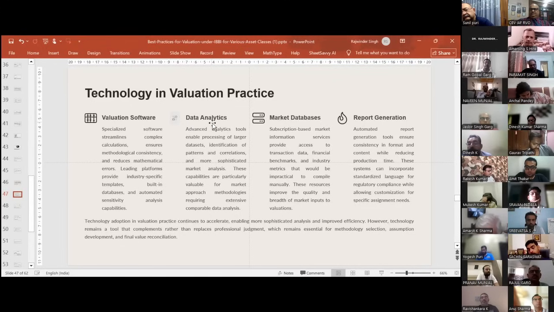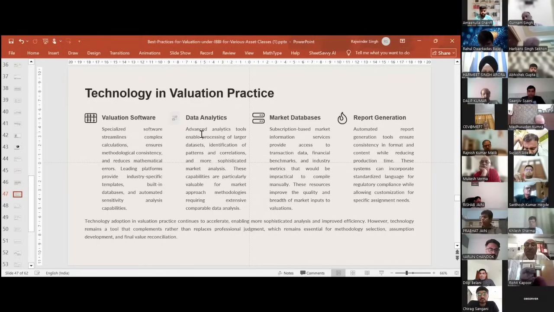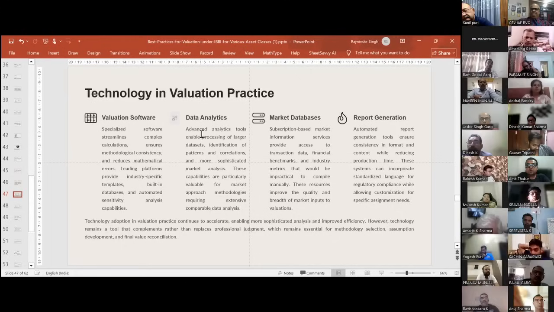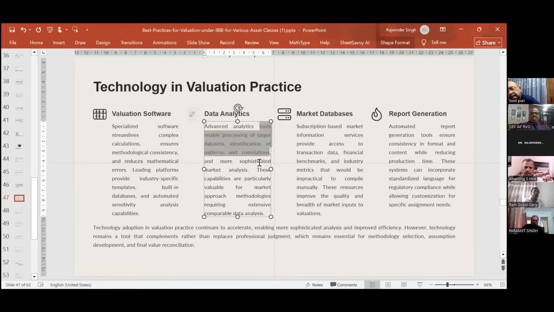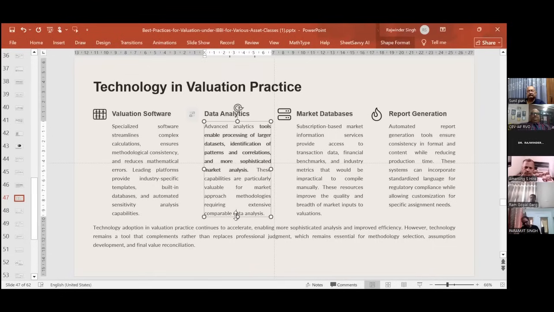So then for data analysis, there are certain tools available. Advanced analytical tools enable processing of large data sets, identification of patterns and correlations, and more sophisticated market analysis. So these are basically important for SFA valuers, but they are equally important for other asset classes also. These capabilities are particularly valuable for market approach methodologies requiring extensive comparable data analysis.